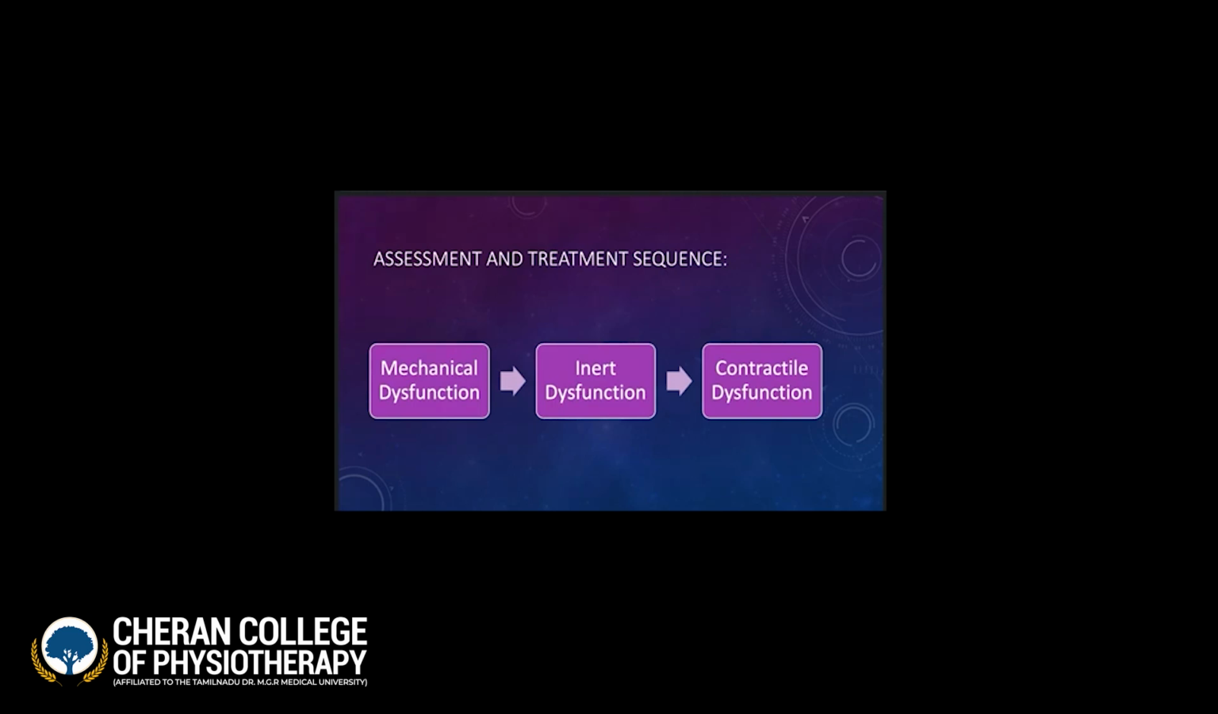So once you've cleared up the mechanical dysfunction, then you can go to the inert structures. That means that's where the capsules and ligaments and bursas and everything comes in, right? Once you fix that, then you treat the contractile elements. The contractile elements are the ones you should be treating last. That means if you're going to do some muscle energy techniques or any kind of PNF techniques, if these two are not fixed or treated first to allow the muscle to do its job, we will not be successful.